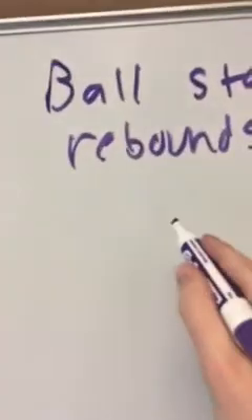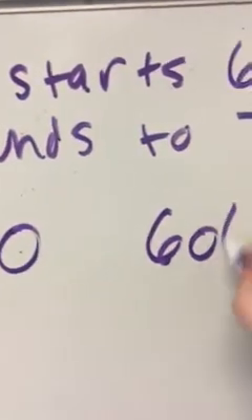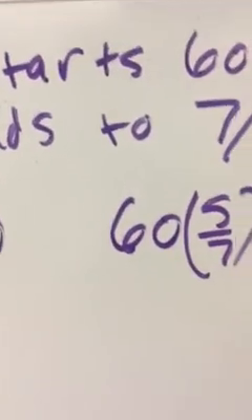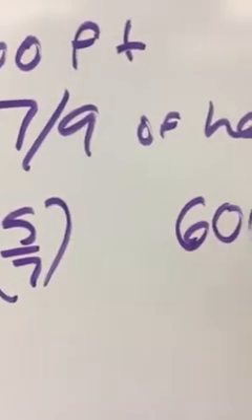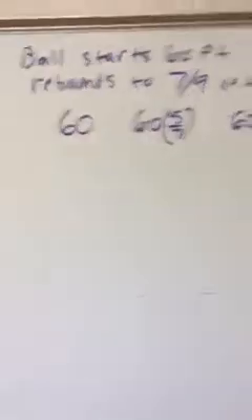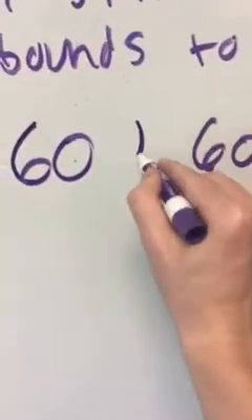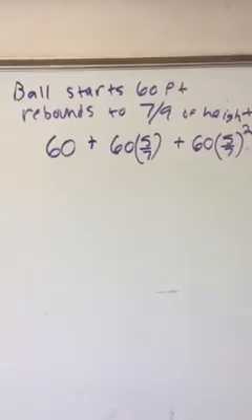So first the ball is going to be at a height of 60, and then it's going to rebound and be at a height of 60 times 5/7. And then it's going to be at a height of 60 times 5/7 squared. And we're just going to keep going and going, multiplying by 5/7 to infinity. All right? So we should take a sum because we want to add up the vertical distance. That's what one of the questions says: add up the vertical distance the ball is traveling.